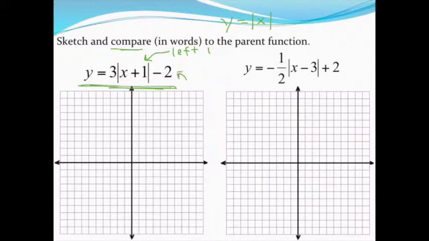Next up, we have this number at the end. That number at the end is your vertical shift, and that will move your graph up or down. And it does what it says it's going to do. So a -2 will move the graph down 2 spaces. All your points will be shifted down 2 spaces.